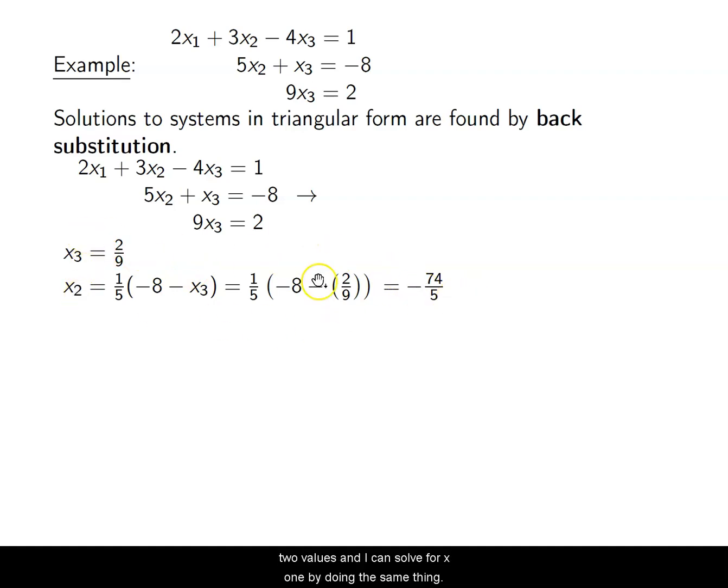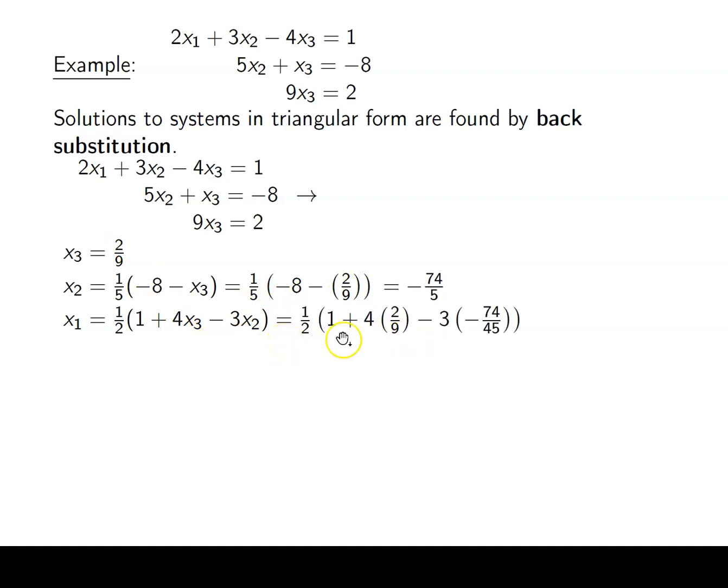I can take these two values and solve for x1 by doing the same thing. I can add 4x3 to both sides, subtract 3x2 on both sides, divide everything by a half, and then substitute in my known variables to finish getting my solution.